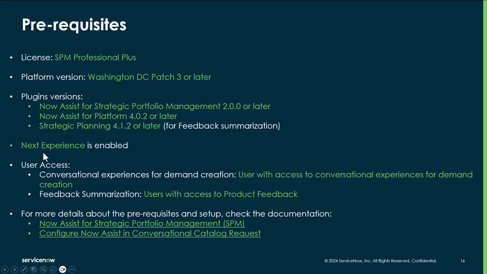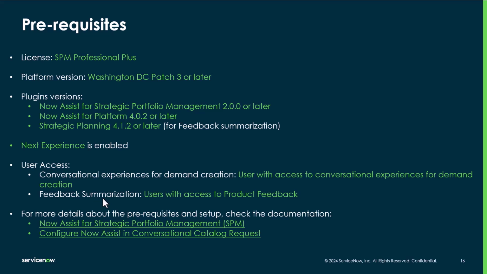Another requirement here: Next Experience needs to be enabled to be able to use the Now Assist functionalities. User access for the conversational demand creation: users with access to that conversational experience for demand creation have access to this as part of Now Assist. Regarding feedback summarization, users with access to the product feedback functionality inside the Strategic Planning Workspace have access to the feedback summarization. For more details about the prerequisite setups, please check the documents below.